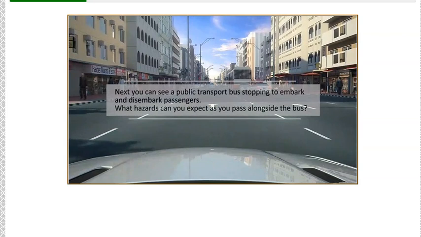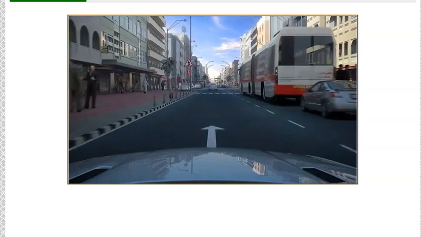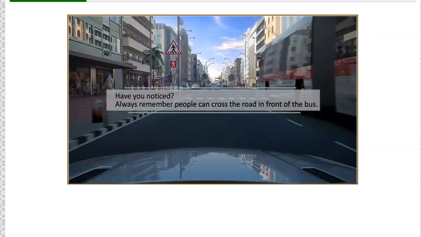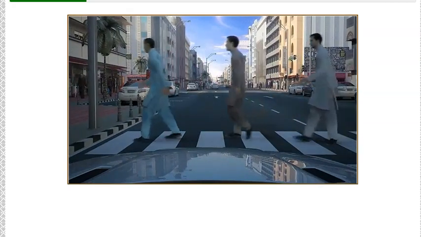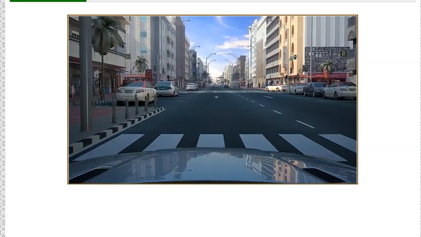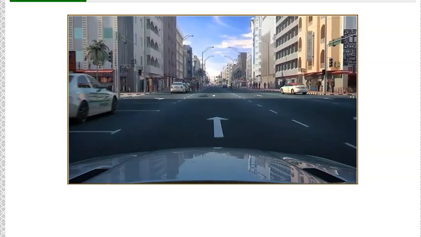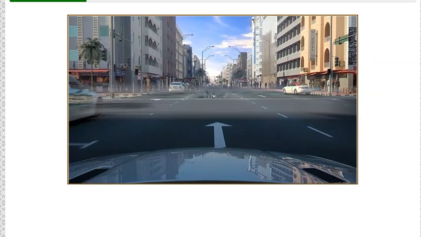Next, you can see a public transport bus stopping to embark and disembark passengers. What hazards can you expect as you pass alongside the bus? Have you noticed? Always remember, people can cross the road in front of the bus. While driving, make sure you have a look on the roads joining from the side.